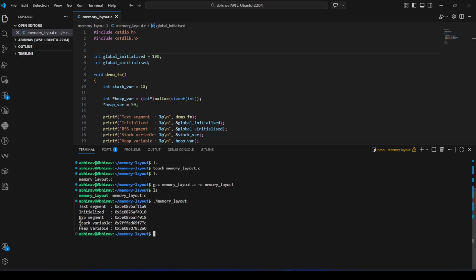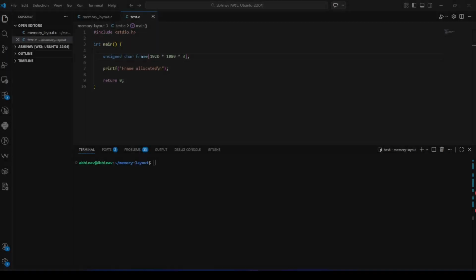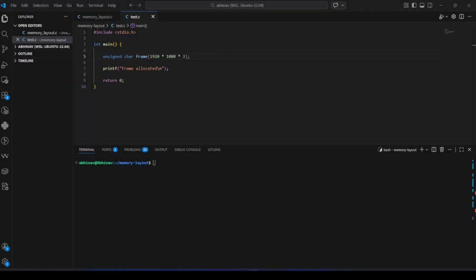And of course stack variables will be located somewhere above, at the higher addresses. So you can see the higher address being referred to like this. Okay, so now the reason multimedia engineers care about this is because video systems process massive amounts of data continuously. A single video frame itself can become huge, as you might have seen, right?